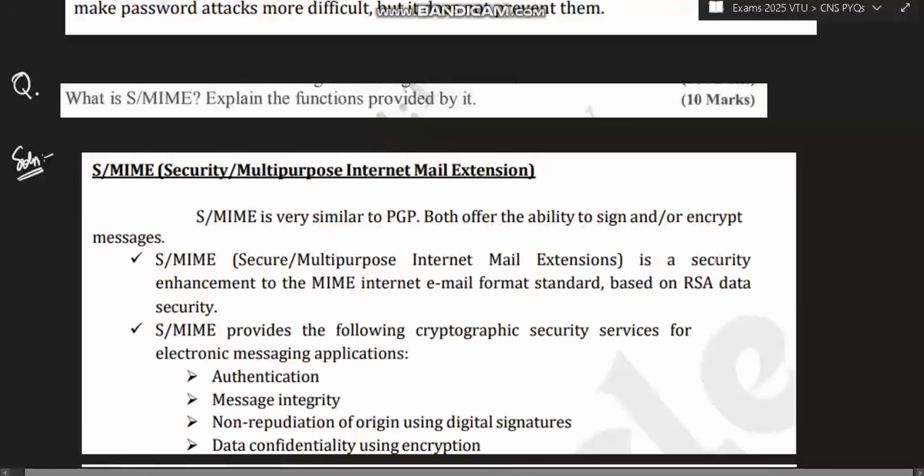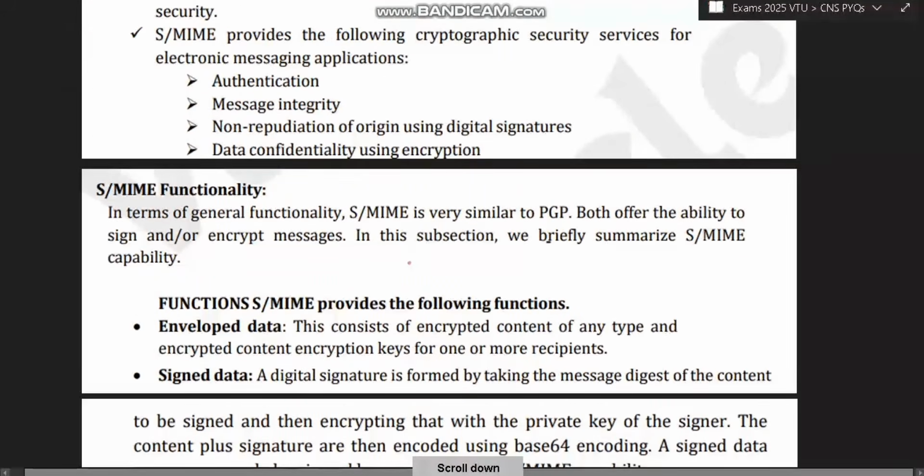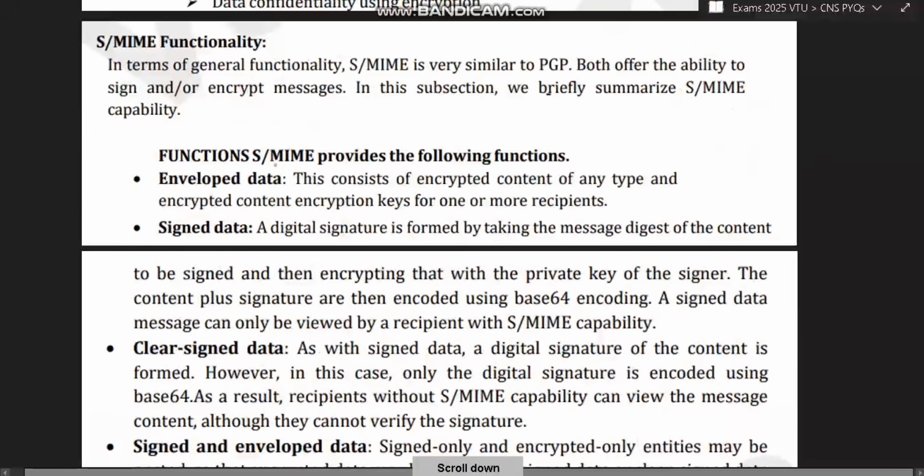In S/MIME, the security is based on RSA data. It provides the following cryptographic securities: authentication, message integrity, non-repudiation of origin using digital signatures, and data confidentiality using encryption. Coming to its functionality, it is very similar to PGP, which we discussed in the first question, but in S/MIME the following functions are present.